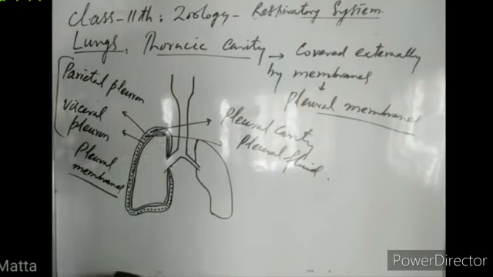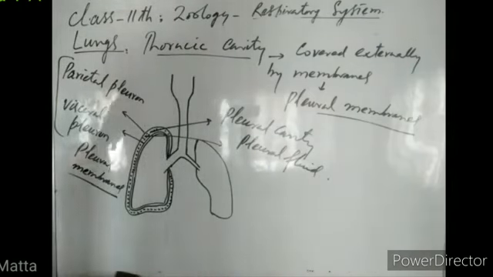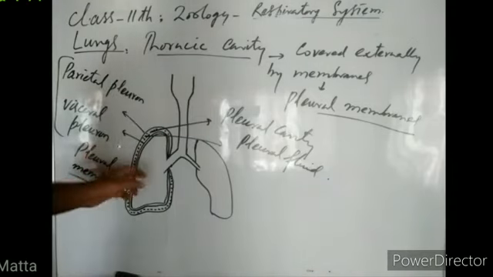So our lungs are present in the thoracic cavity. You know, our thoracic cavity is a closed cavity. It doesn't have any opening directly to the outside, right? It doesn't communicate with the external air through any opening directly. However, lungs are present in our thoracic cavity.